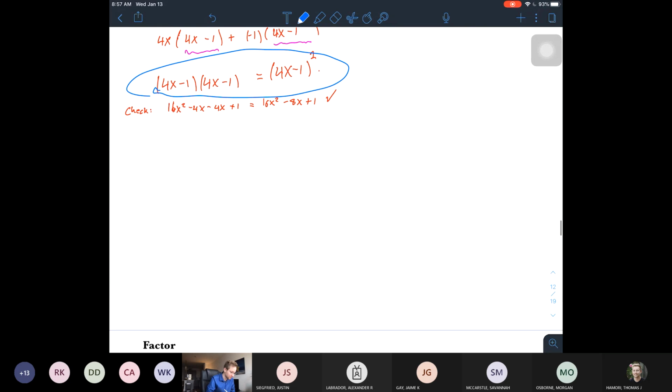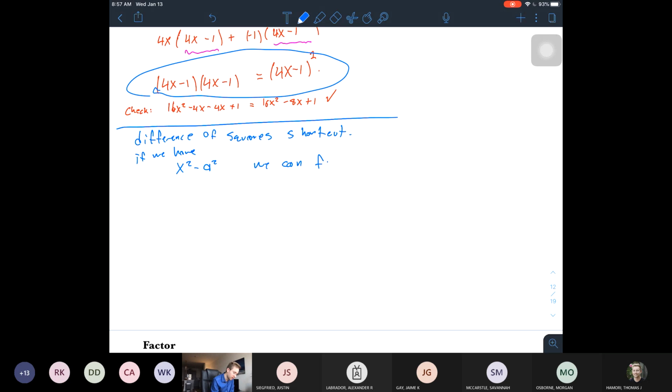No questions. Okay. There's one more thing we need to talk about, and that's the difference of squares shortcut. If we have x squared minus a squared, we can factor it as x minus a times x plus a.